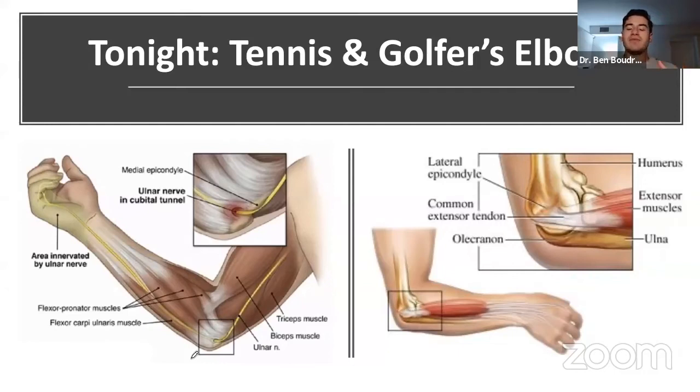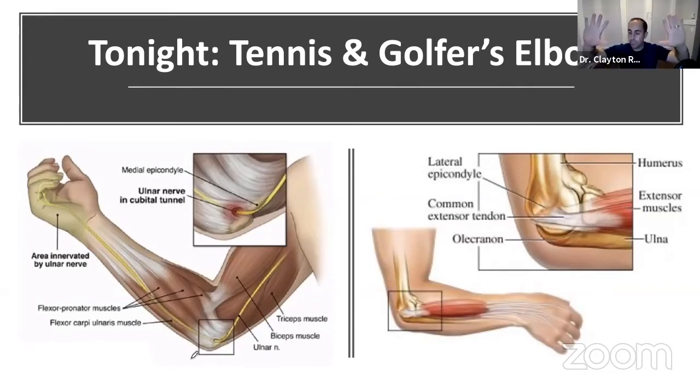That's one of the big distinguishing factors between, do we have a true golfer's elbow or do we have a cubital tunnel syndrome? Cubital tunnel is where that nerve travels. It's that little groove, and so it's extremely important. Totally. Very well explained.